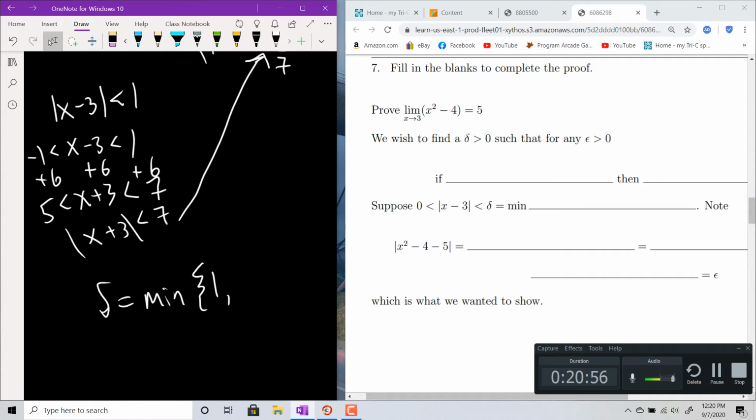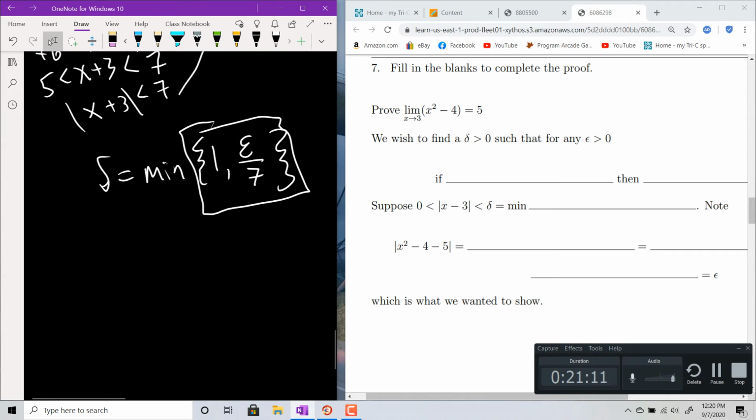Okay, that was the restriction I had to make, and epsilon over this number I just found, 7. That's what's going in this third blank here. This part is your answer there. Once I get that, then it's just recording all my margin work.